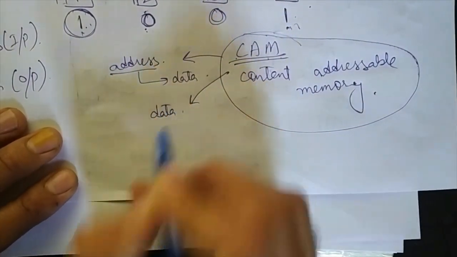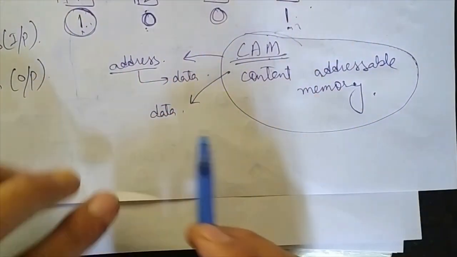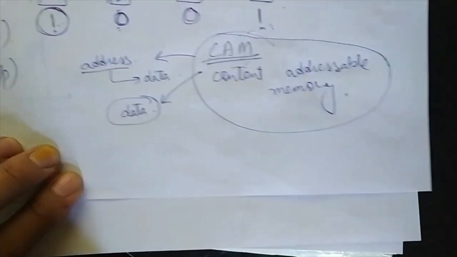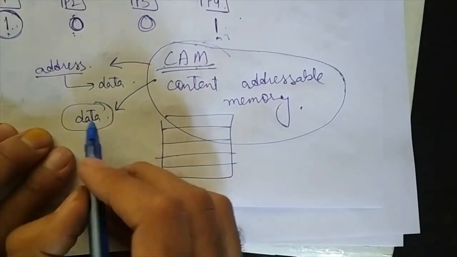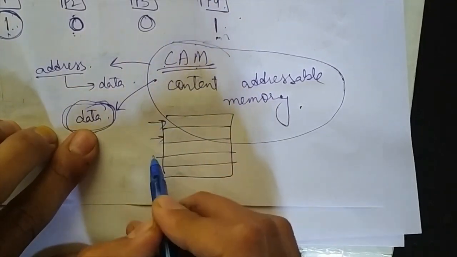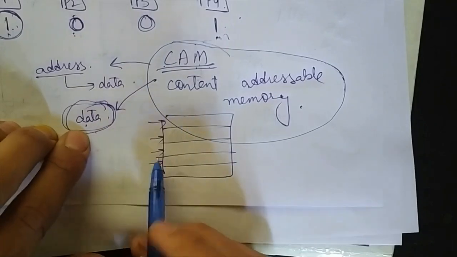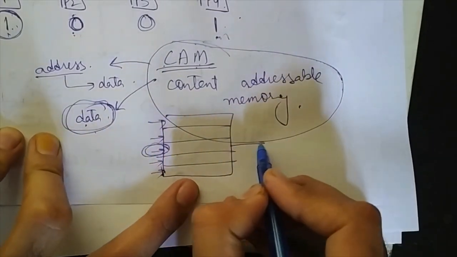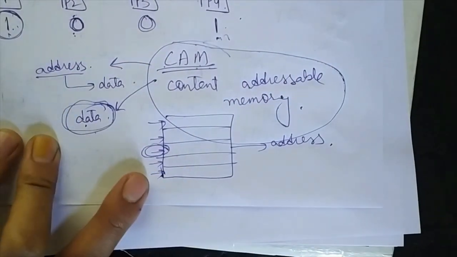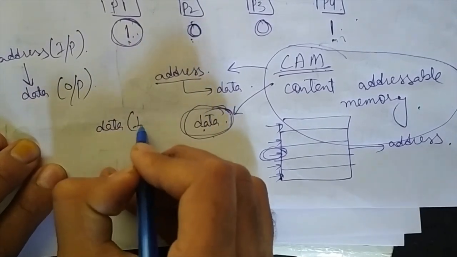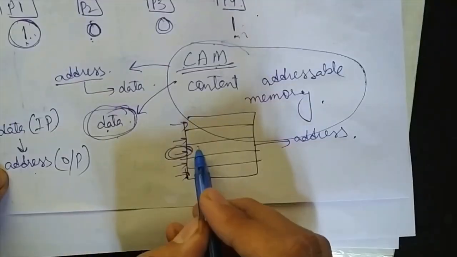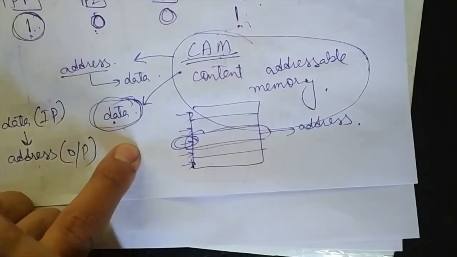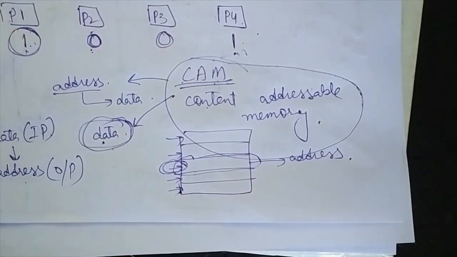However, in content addressable memory, we are giving the data. Content addressable memory compares this data with the data stored in the memory. For example, this is memory. It takes the data and compares it with all the locations. And wherever this data matches a particular location, it outputs the address of that location. So CAM memory takes data as input and gives the address of data as output, the address of that memory location where this particular data is stored. This is the usage of content addressable memory.